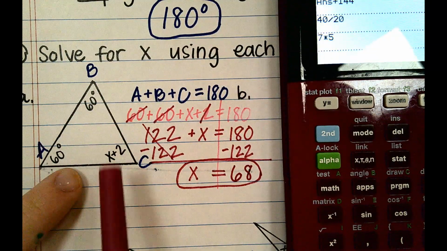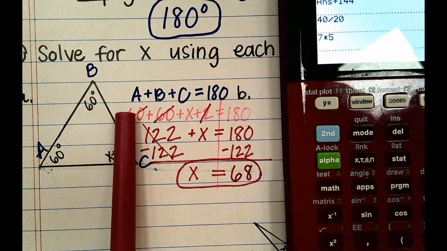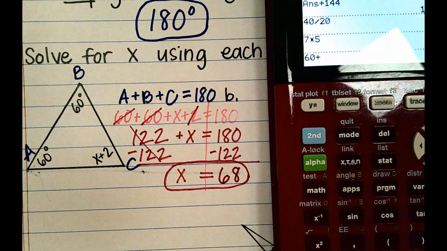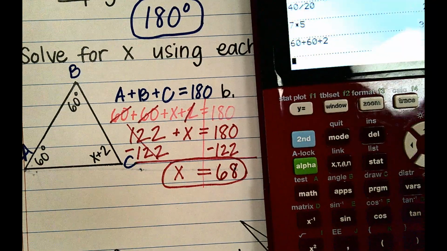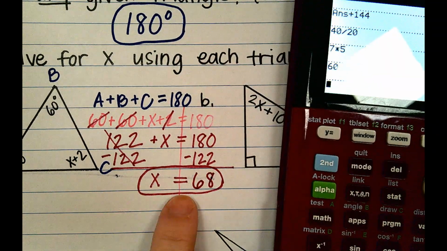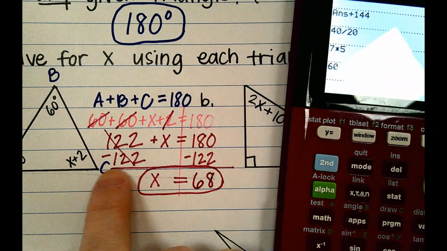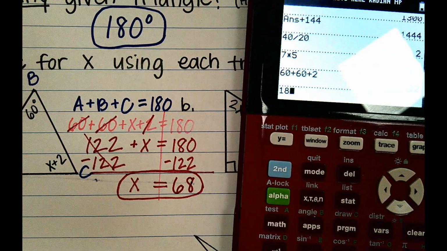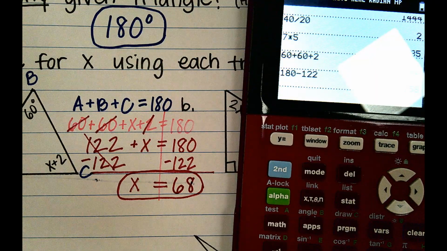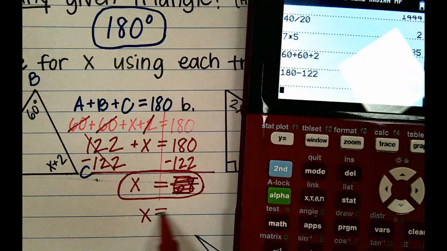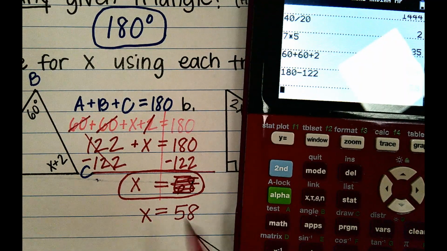60 plus 60 plus x plus 2. We did 60 plus 60 plus 2. Okay, that's 122. So we subtracted 122 from both sides. Let's see, 180 minus 122. And I still have that written wrong. That's why it's confusing. I gave you that. Sorry. It's okay. X equals 58.